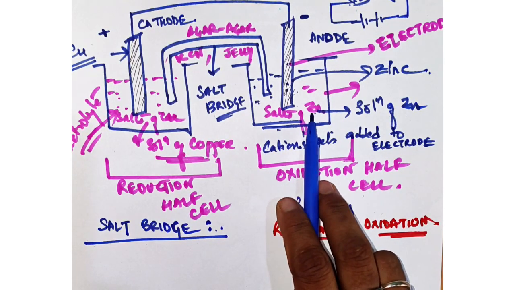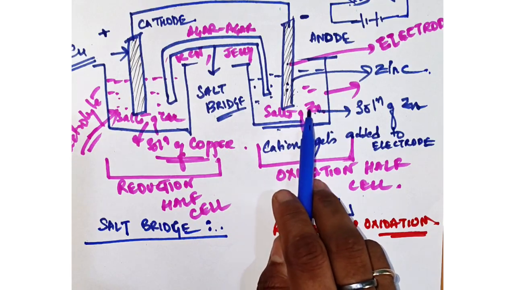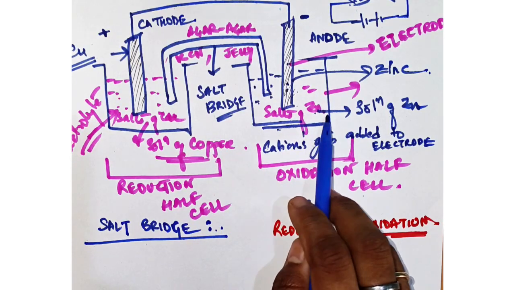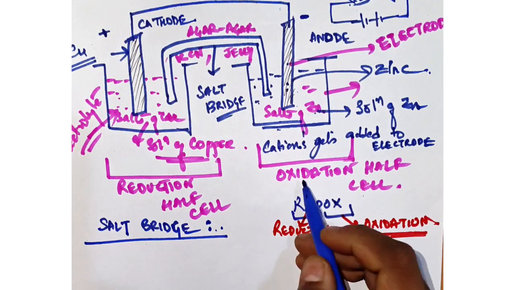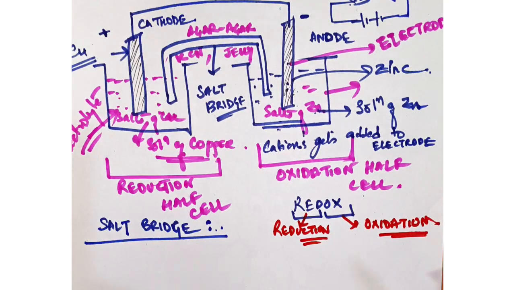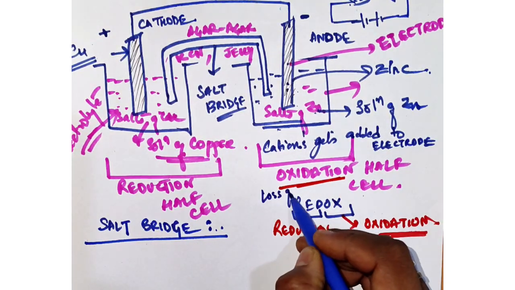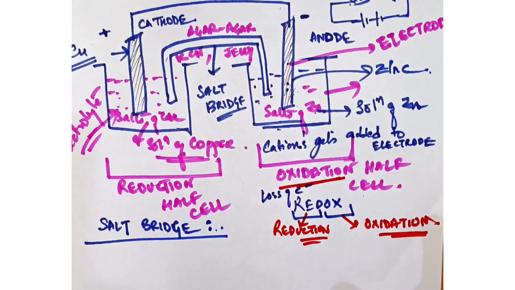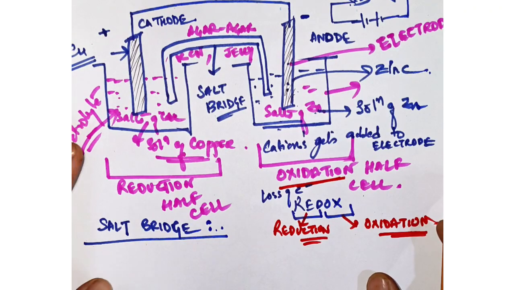So this zinc loses electrons, so it undergoes oxidation. Loss of electrons is called oxidation. We have discussed redox reactions in detail, solving the sums by the ion electron method and the oxidation number method, everything in the series on redox reactions. So please go through that. But here we are only discussing the electrochemical cell.